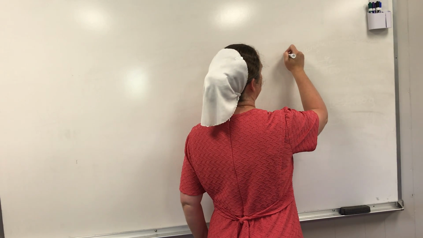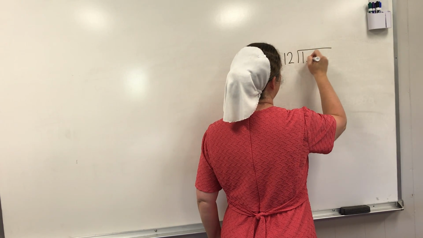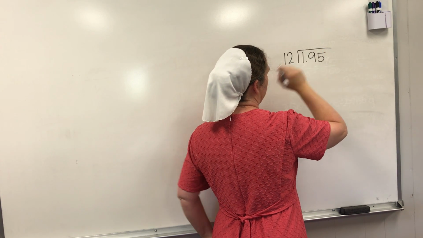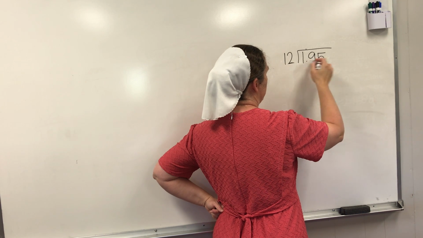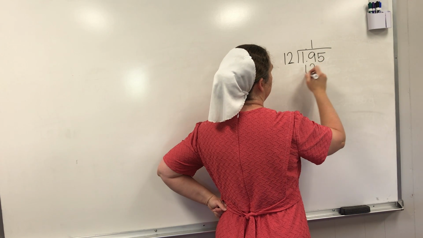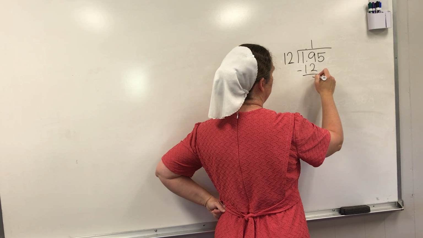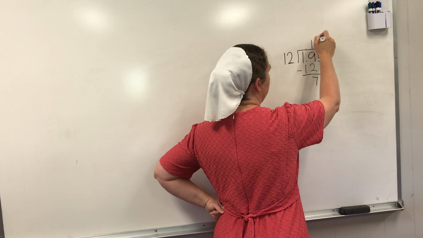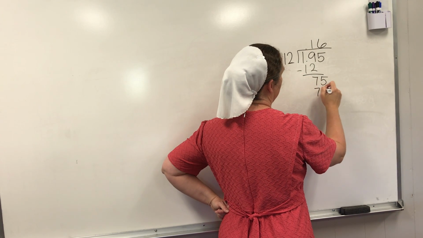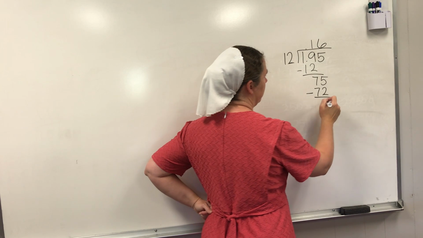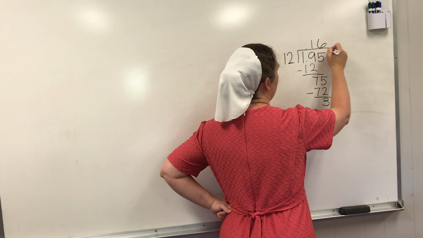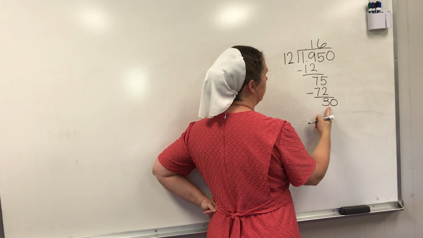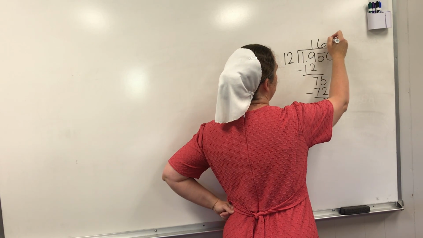All right, so we've got 12 eggs for $1.95, and how much would it cost per egg? So let's go 12 into 19 is 1. Subtract, 9 take away 2 is 7. Drop your 5 down. 12 goes into 75 6 times. Again, we subtract, and let's go one more place because we need to round it to the nearest cent. 12 goes into 30 2 times.